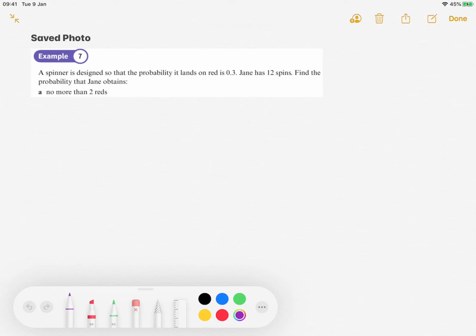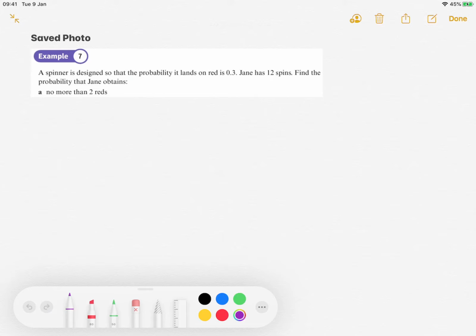So actually work it out the long way and then do it in your calculator, because it can be really confusing if I just tell you to type this in your calculator and bang, there's your answer. You need to understand where that number comes from. So I'm going to do example 7 the long way and then do it the quick way in the calculator.